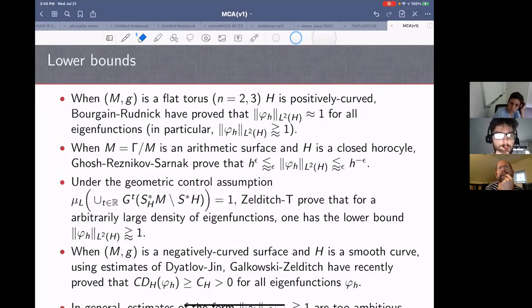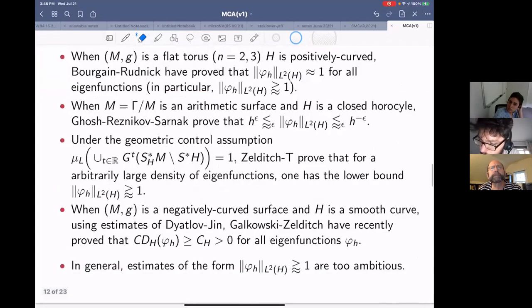With Zelditch, we showed that under a geometric control assumption on the hypersurface, in particular when the geodesic flow is ergodic, but this applies in a much more general setting, so for example, there are quantum completely integrable situations where this is satisfied, then under such a geometric control assumption, we proved that for an arbitrary density, arbitrarily close to 1, one has a uniform lower bound for the L2 restrictions.